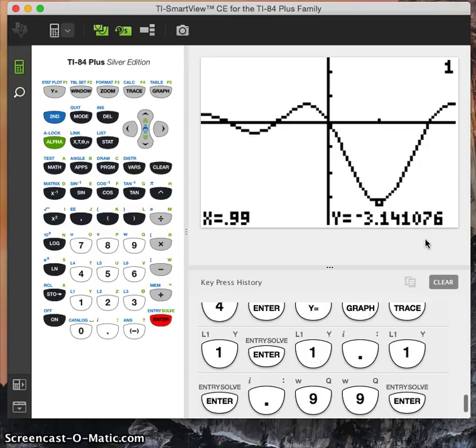So there is a limit at that location. So that's something to keep in mind when you're doing a problem like this.